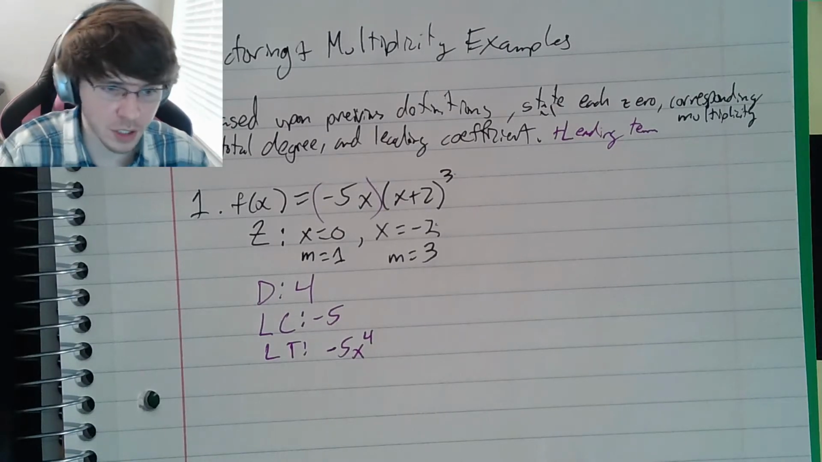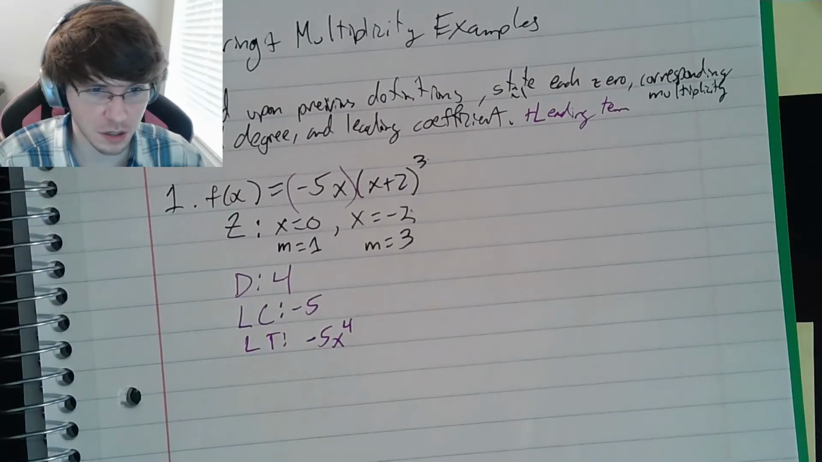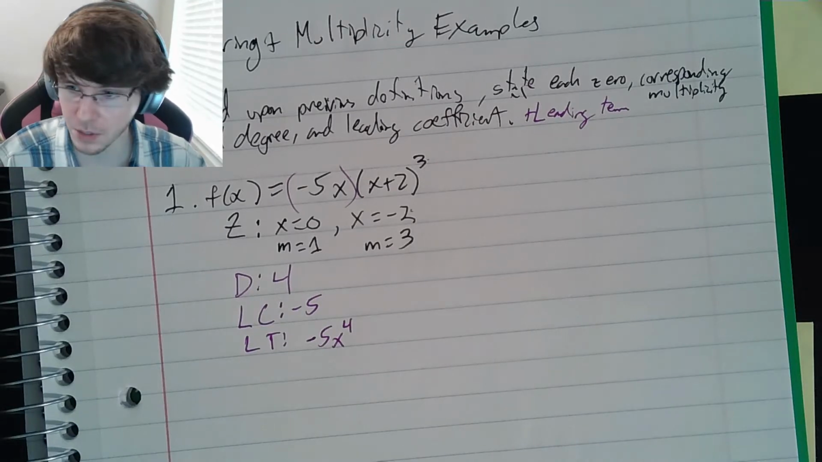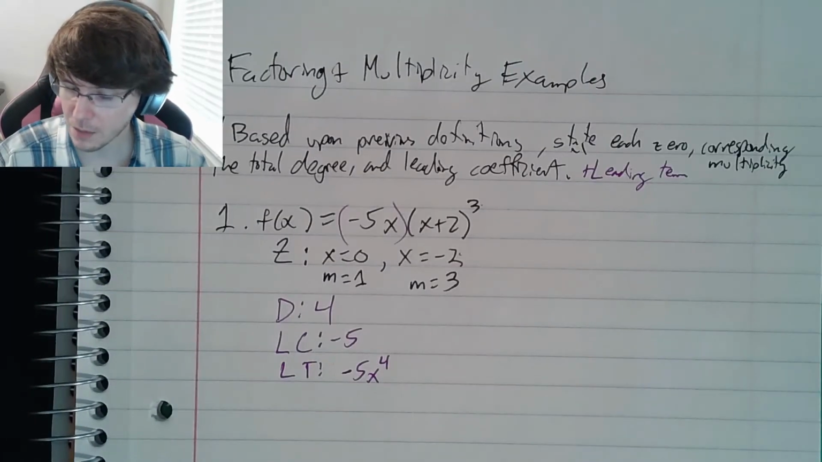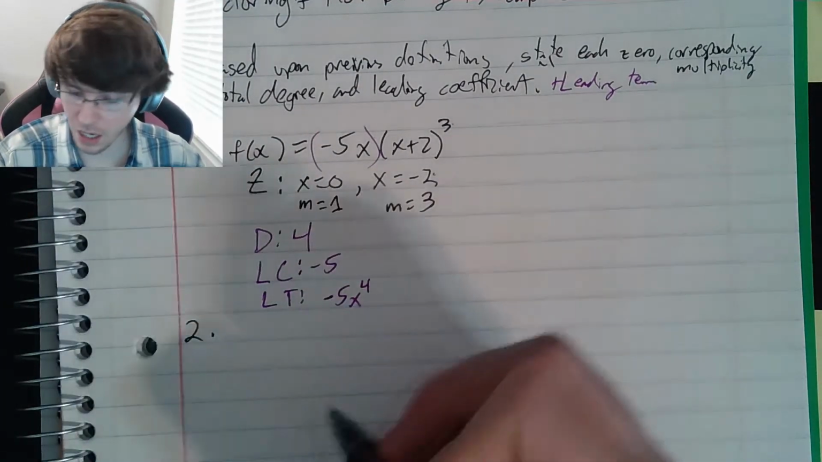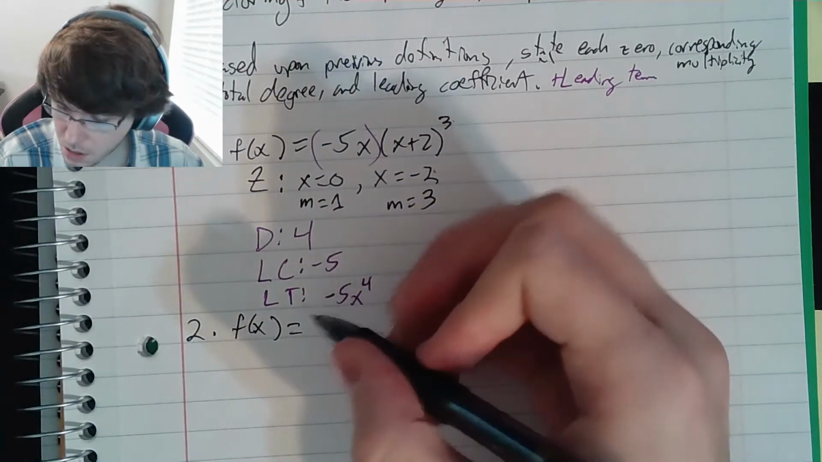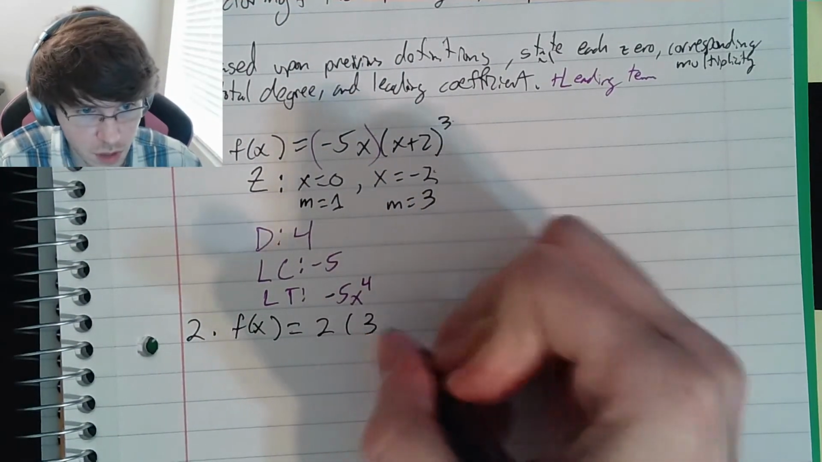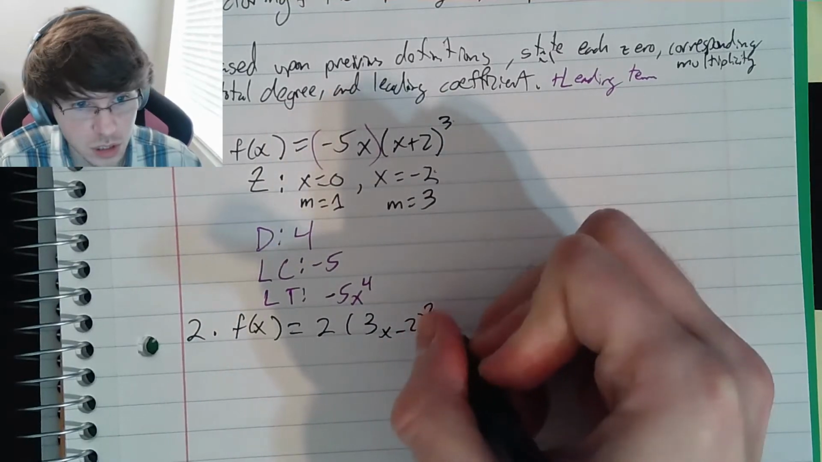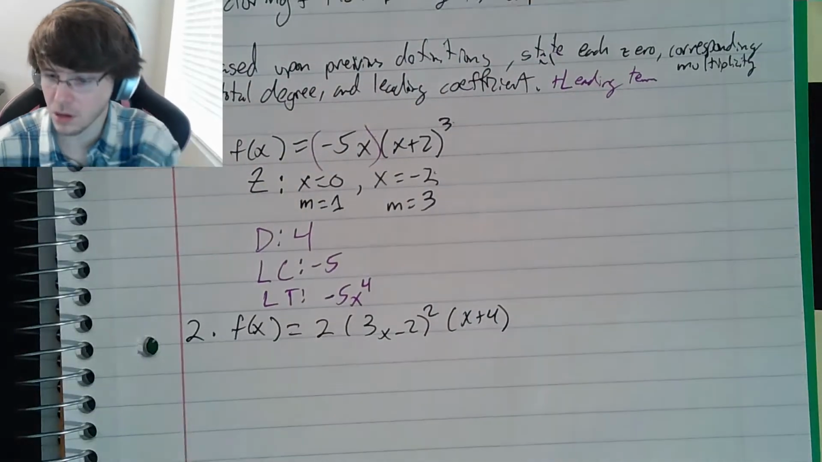I know it's hard. We're doing 4 examples total. I'm going to do one more for you where I don't tell you to do any of it on your own, but I would like you to try numbers 3 and 4 on your own before you watch the whole video for it. So number 2. We have f of x equals 2 times (3x minus 2) squared times (x plus 4).